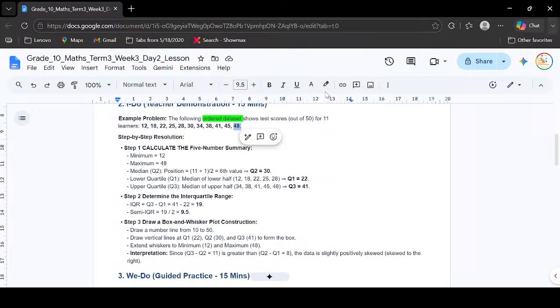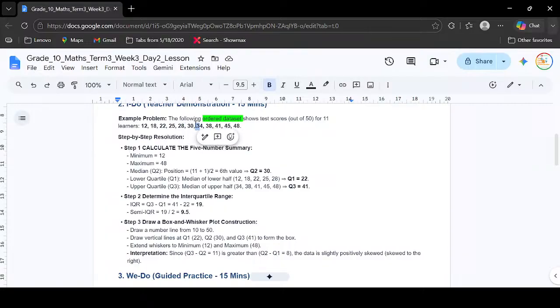Then 18 goes with 45. And then we have 22, which goes with 41. Then we have 25, which goes with 38. And then we have 28, which goes with 34.